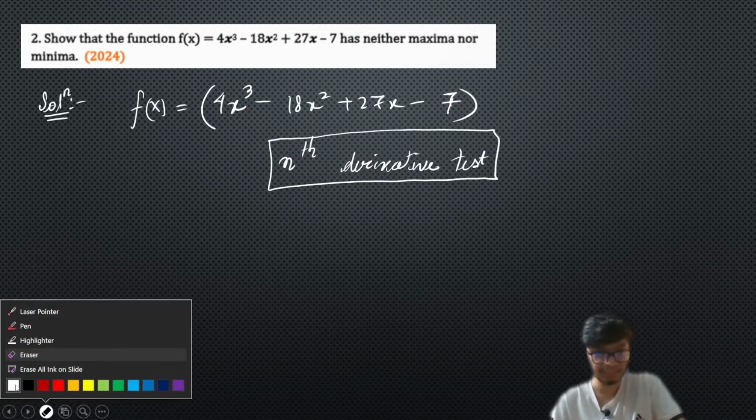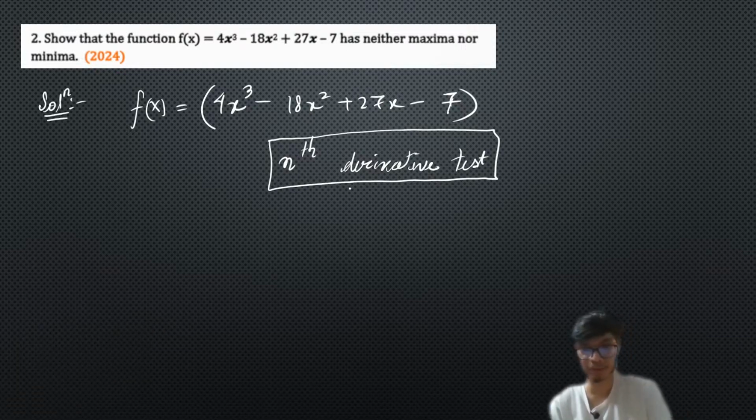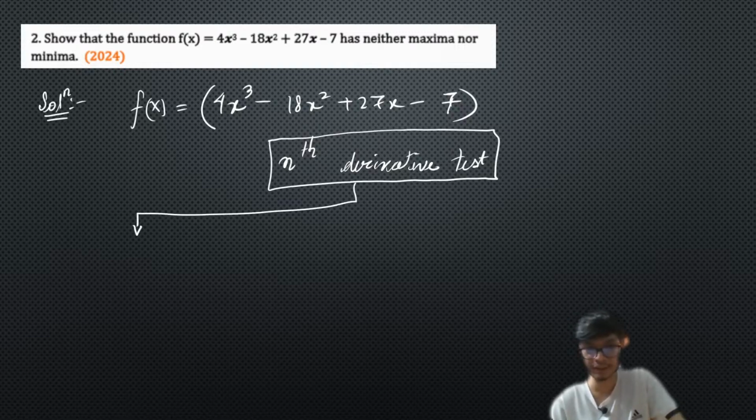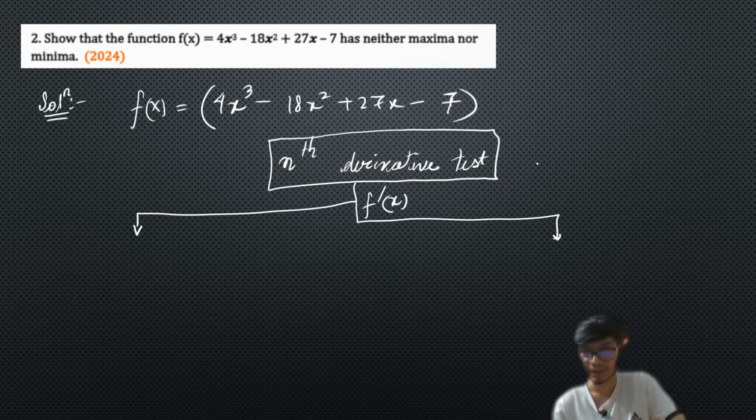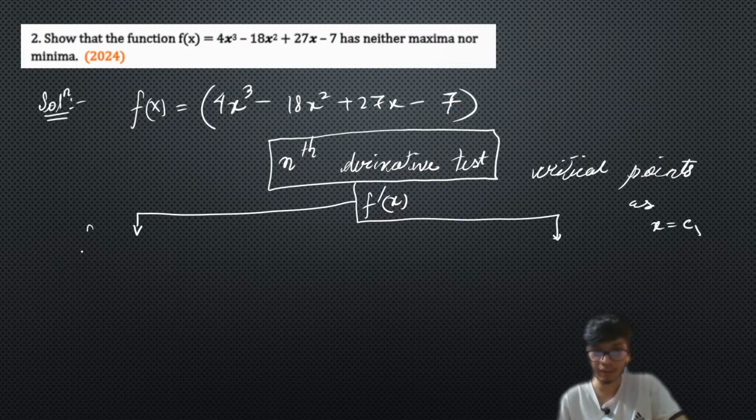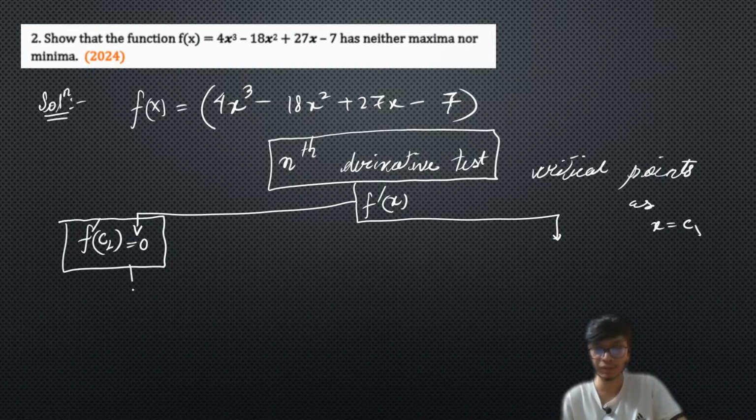Okay, let me continue with the discussion I was having about the derivative test. In this test, we try to find out what f dash of x is. After we find the critical points, let us say I found the critical point as x equal to c1. Now I will check the derivative at x equal to c1. If the derivative of c1 is equal to 0, then I will proceed for the second derivative test, right?